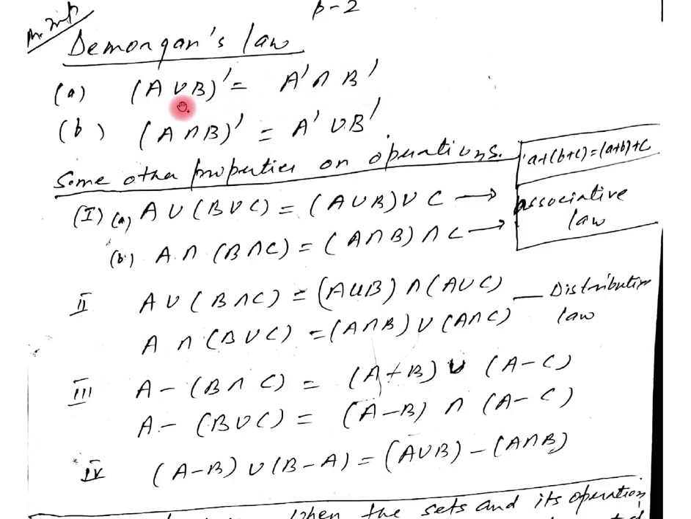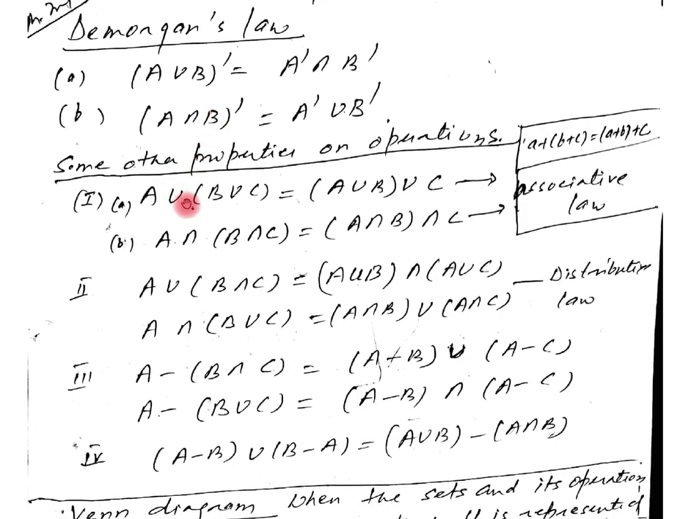Here is the sign of union, here we are having the sign of intersection, and it will be read as the complement of the union of two sets is equal to intersection of their complements. This is the De Morgan's law for union. Similarly, De Morgan's law for intersection: the complement of intersection of two sets is equal to union of their complements. It means A intersection B dash equal to A dash union B dash. These are known as De Morgan's law for union and De Morgan's law for intersection.